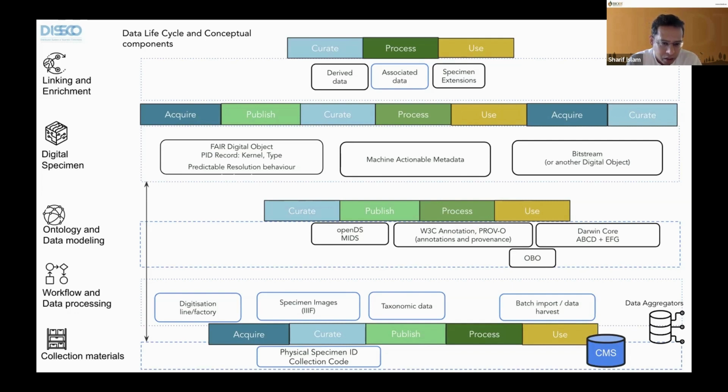So that's where the FAIR digital object comes in, at the digital specimen level, with the persistent identifier, specific type of metadata, predictable resolution behavior, and making them as machine actionable as possible so that, on the top level, you have the linking and enrichment. You can do all those exciting things with that. So this is a conceptual model, but again, thinking about the data lifecycle from the beginning of the specimen. As soon as we digitize, we want to start curating, processing, and using them and create value out of these data sets.